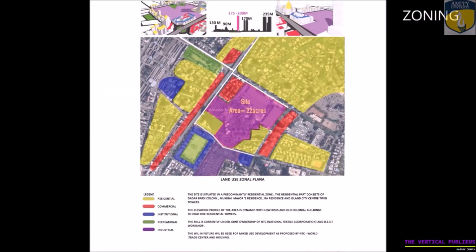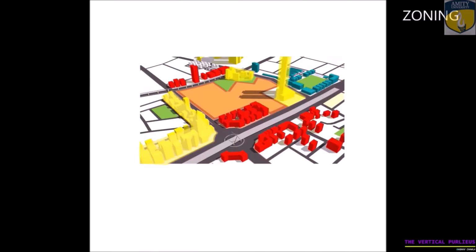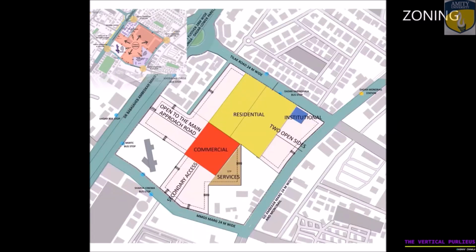Now moving forward to the land use, the site area is 22 acres. The neighboring region is of mixed use character but predominantly residential, with some commercial pockets and institutional pockets. Towards the east of the site is the Dadar Parsi colony, which is one of the most culturally important areas of the city. Now coming to the site zoning, the site has been zoned carefully responding to the surroundings since high-rise structures are present blocking the views from some areas.